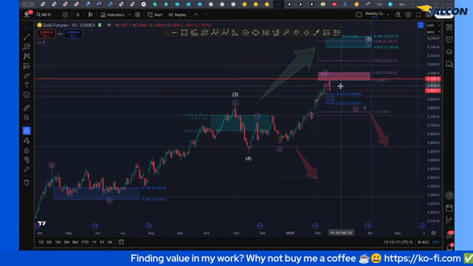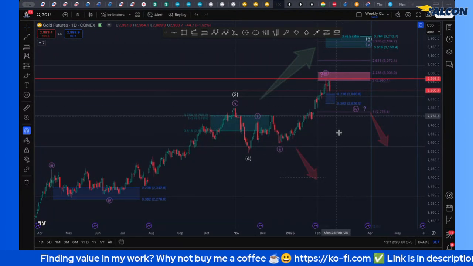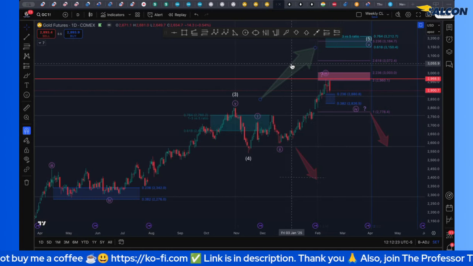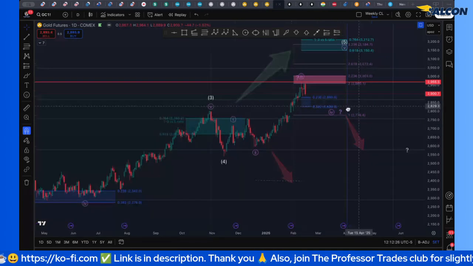If you're in the Professor Trades Club, you're getting these signals on the lower time frames. Okay, so that's gold. These are the levels. You can zoom in. This is what we think is going to happen.